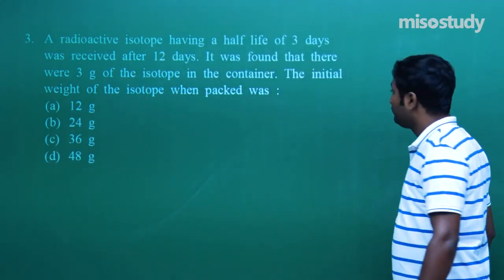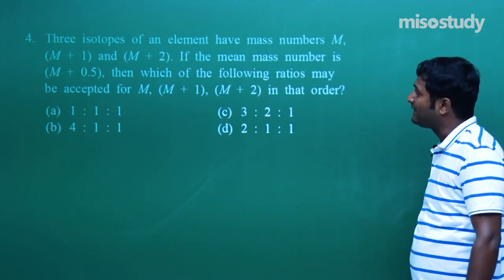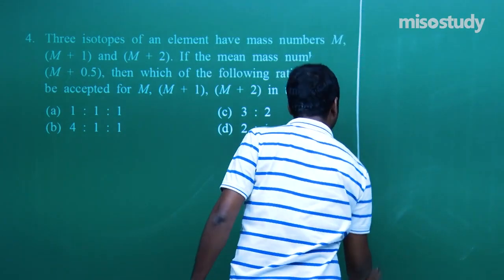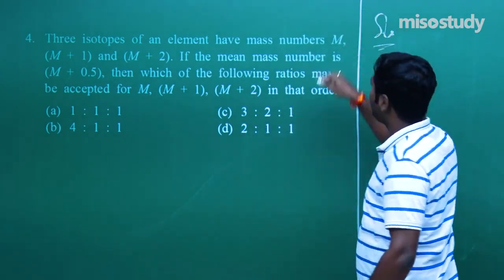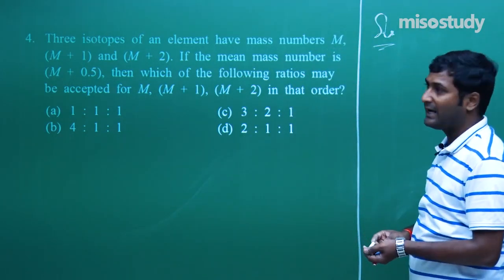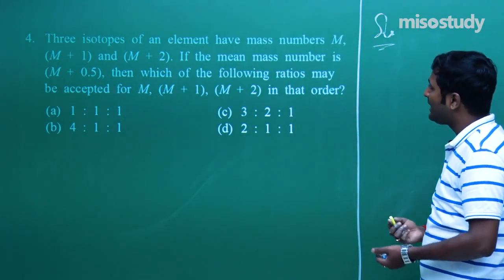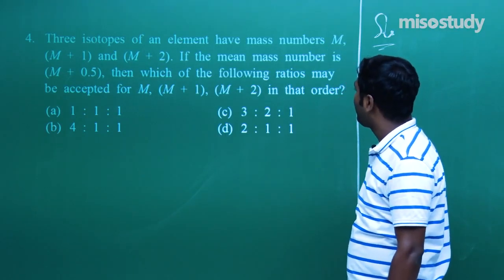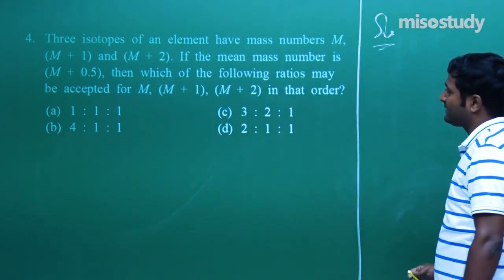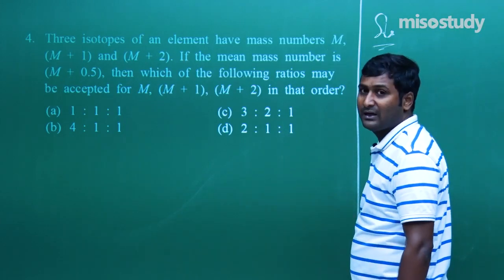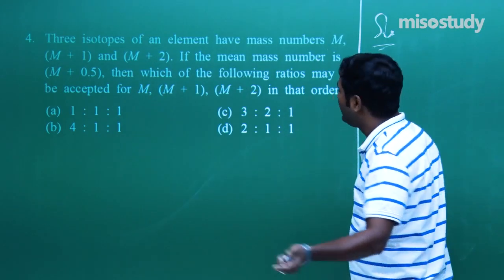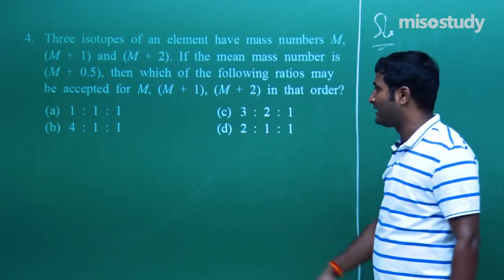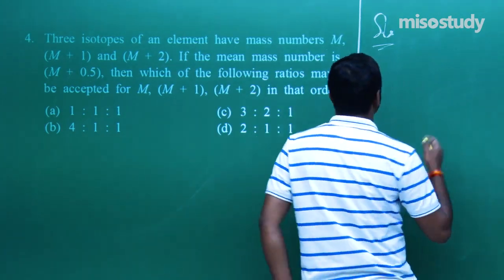Now let's move to the question number 4. 3 isotopes of an element have mass number m, m plus 1 and m plus 2. If the mean mass number is m plus 0.5, then which of the following ratio may be the expected ratio of m, m plus 1 and m plus 2? That is the thing. That is the best method to solve this question, that is hit and trial method. Use the options. Look at.